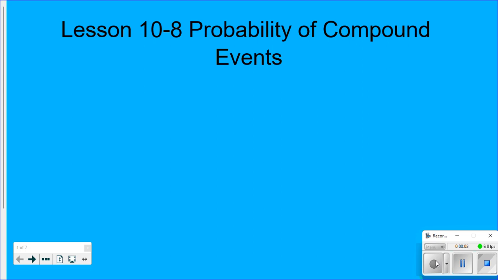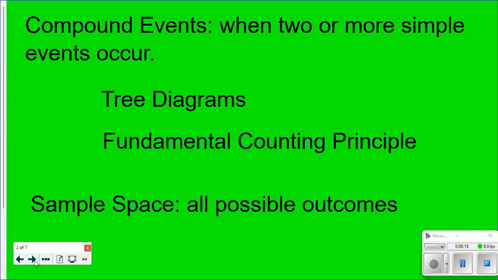This lesson is 10-8, probability of compound events. In the past, we talked about simple events, which means just doing one thing: rolling a dice, spinning a spinner, picking one thing. But today is compound events, and that means two or more simple events together. So maybe it's rolling a die and spinning a spinner, or maybe it's pulling something out of a bag and rolling a dice. So what is the probability of doing two things together at the same time.